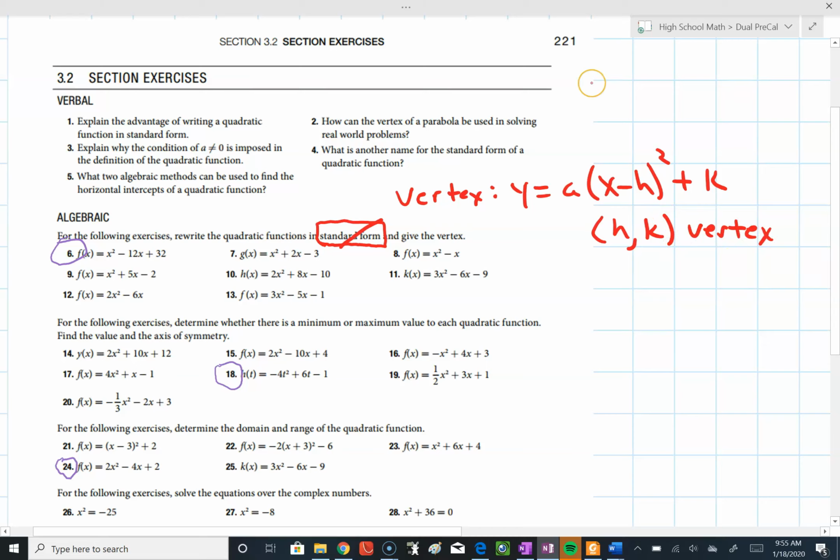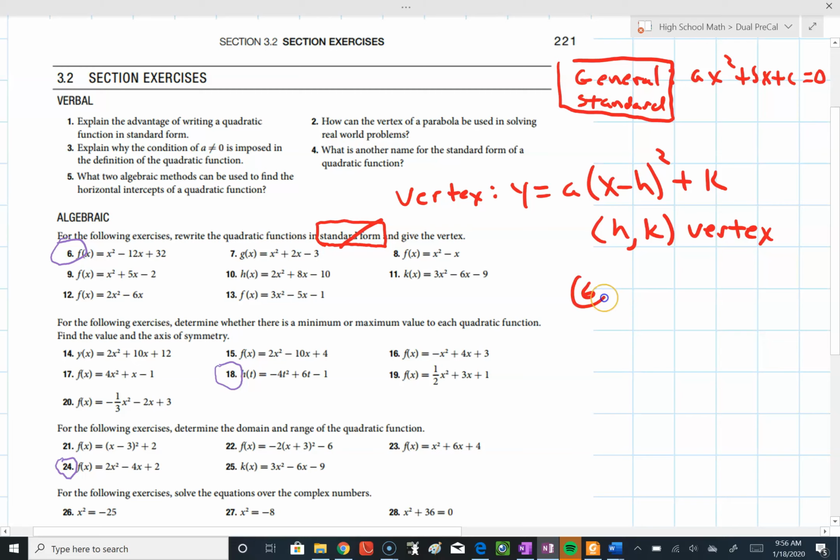Our book calls general form ax squared plus bx plus c is equal to y, or sometimes you'll see 0, whatever the case may be. Most books will call this either general or standard. And so if you hear me say general or standard, I mean the ax squared plus bx plus c. Vertex form will have the vertex in it. So I'm going to do problem number 6.